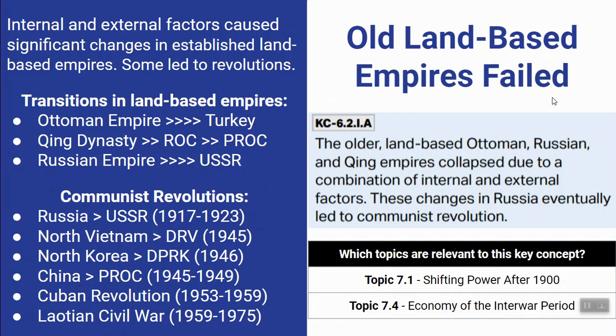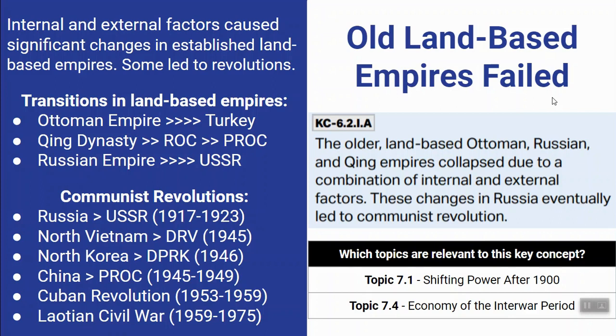North Korea's transition to the Democratic People's Republic of Korea, which is still North Korea, in 1946 is another example, although today they probably would say that they're not communist anymore either. They've kind of developed their own ideology.